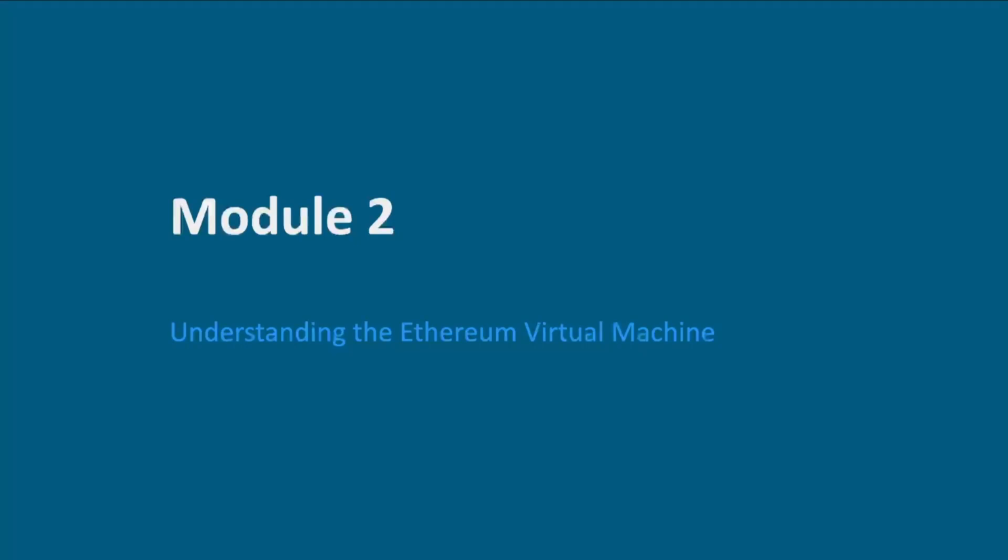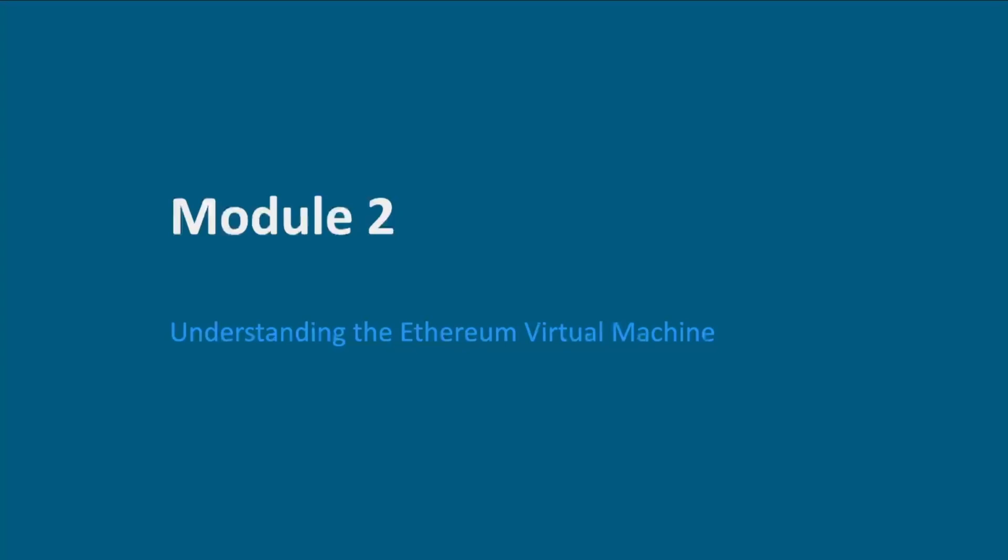Welcome to Module 2. In Module 1, we built a mental model of Ethereum as a global computer. We learned that transactions trigger state changes. But now we need to understand how that actually works. What's happening under the hood when you call a smart contract? How does the network stay synchronized? And why does every operation cost a specific amount of gas? That's what this module is about. We're going to understand the EVM on a deeper level.